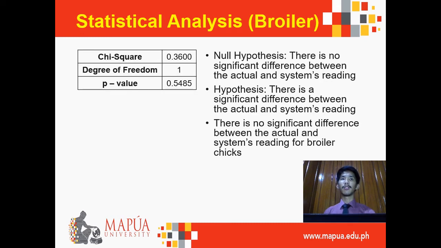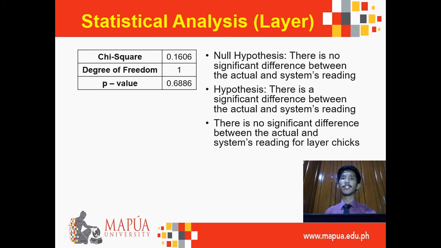In this section, we will talk about the statistical analysis. For our null hypothesis, there is no significant difference between the actual and the system's reading. For the alternative hypothesis, there is a significant difference between the actual and the system's reading. Based on the value of P obtained from the calculated chi-square, the null hypothesis is accepted. Therefore, there is no significant difference between the actual and the system's reading for broiler chicks.